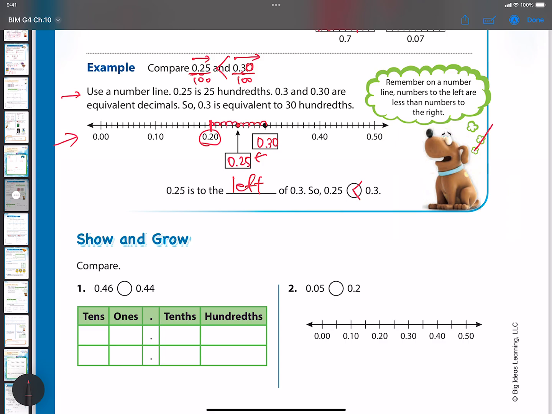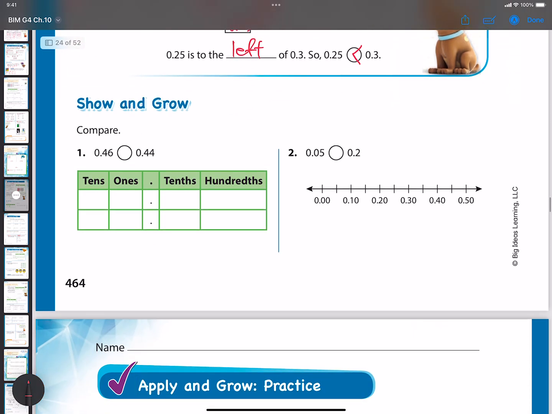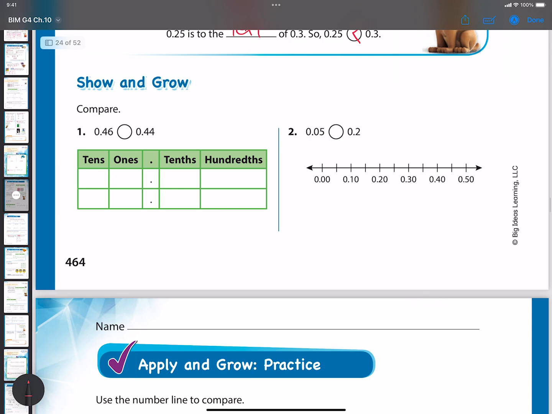Now let's see what Newton is thinking. Let's read this together. Remember, on a number line, numbers to the left are less than numbers to the right. Yes, we know, Newton, but thank you for reminding us. Let's move on. Show and grow. This lesson will be very easy, right? Simple.